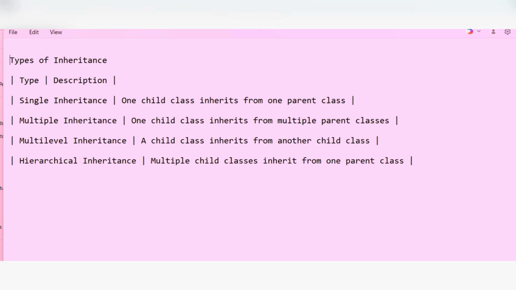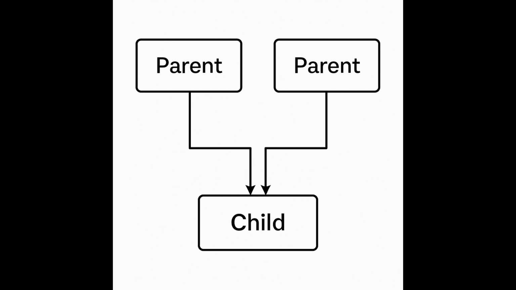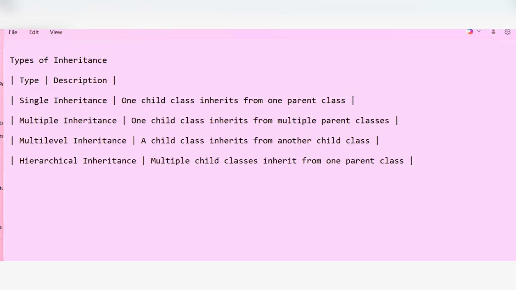Next is types of inheritance: single inheritance, multiple inheritance, multi-level inheritance, and hierarchical inheritance. Single is like everybody knows, one parent is having one child. In multiple, we have multiple parents having a single child. That means like one man is having two wives and he's having children from both.